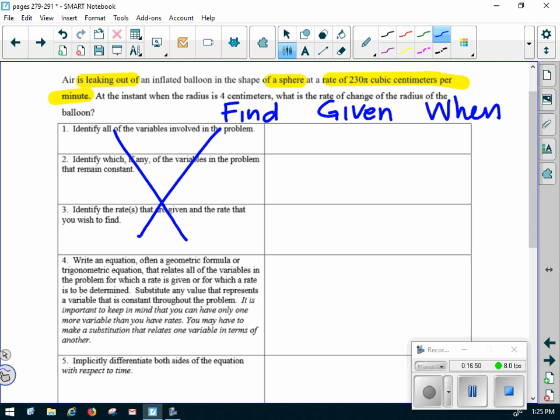So is the volume increasing or decreasing? So I know dV dt, don't I? The rate of change of the volume. We're just thinking as we go through this. Don't write anything down. Now, let's continue. At the instant when the radius is 4 centimeters, what is the rate of change of the radius of the balloon?